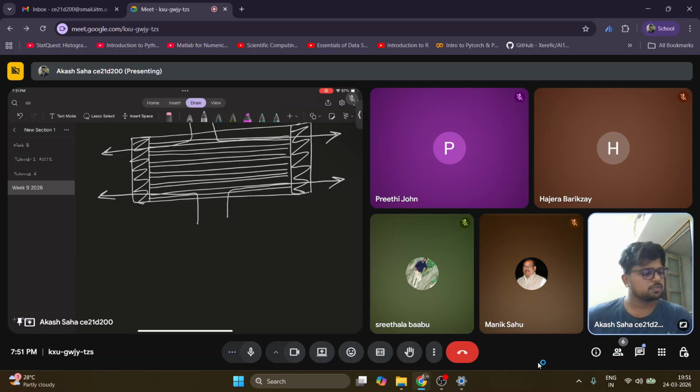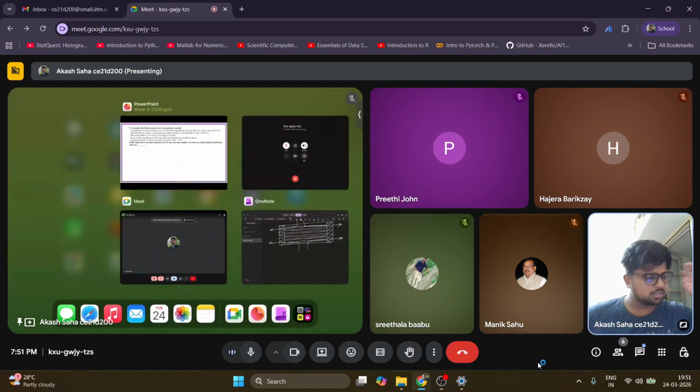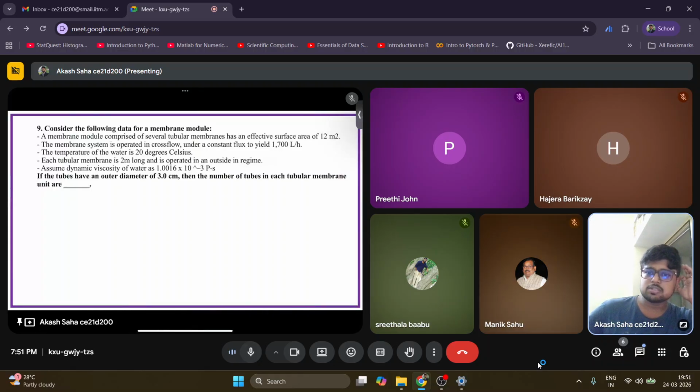Okay, so like that. Now if we go back to the question, tell me, how will you solve this? So here you can see, the tubes have an outer diameter. The outer diameter is given because this is operated in an outside in regime. That's why the outer diameter is given. Otherwise, the inner diameter would have been given. Or sometimes they will give you both the diameters. You have to analyze which one is the right option.